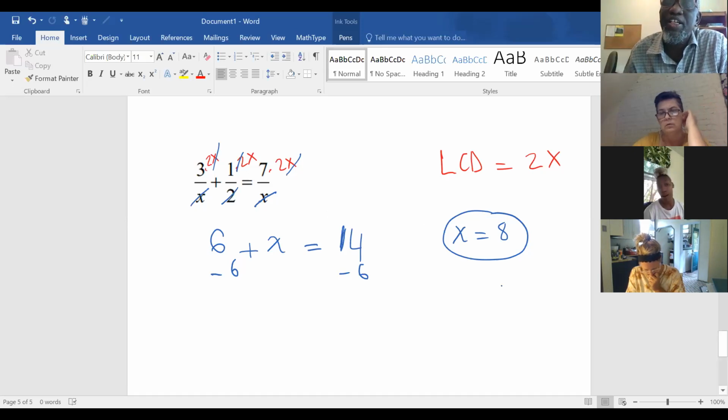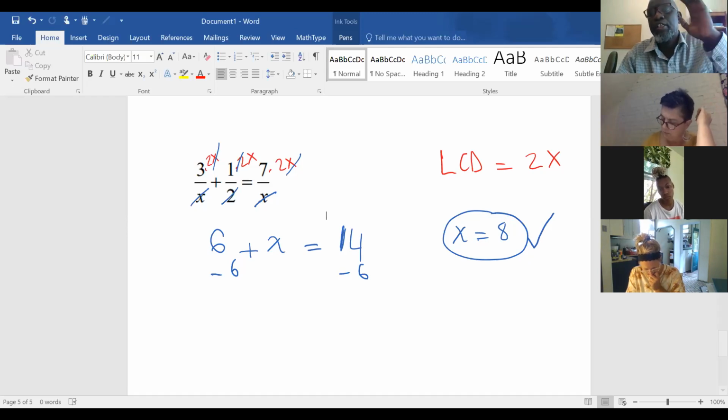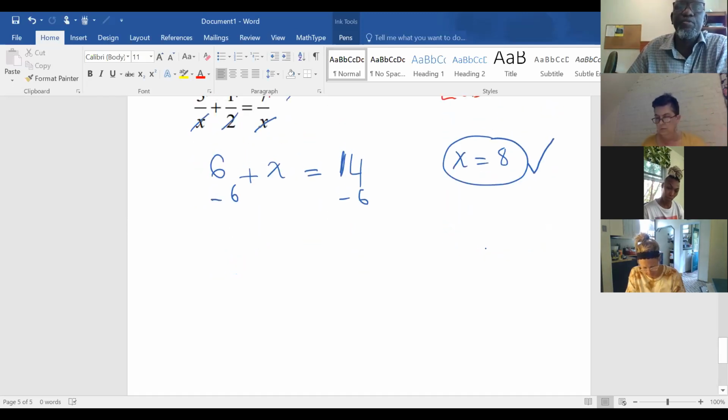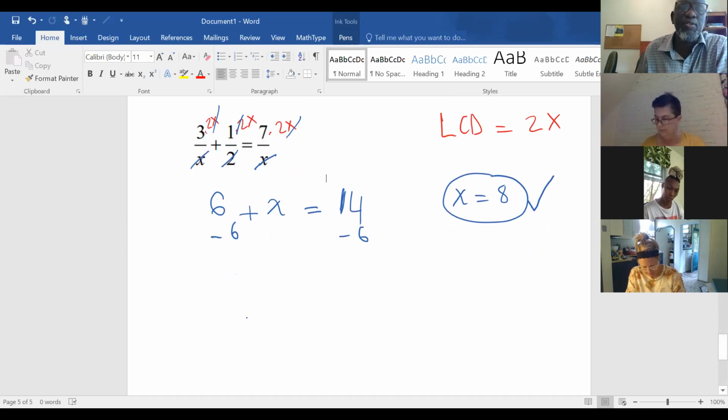So when you're done solving this, you have to check your answer, right? Always check if your answer is good or not. Even if you don't check the whole thing, you have to make sure your answer does not make the denominator 0. When you substitute x with 8, make sure we don't get a 0 denominator. Because if you get a 0 denominator, then the answer is not a good answer, all right? Okay, so that is the first example. I'm going to give you another one here.